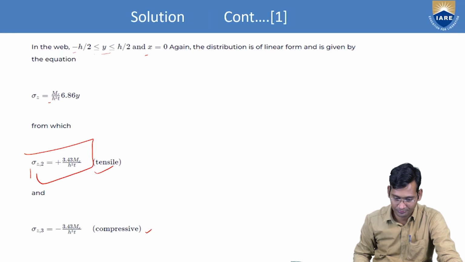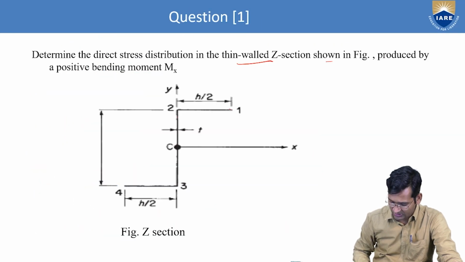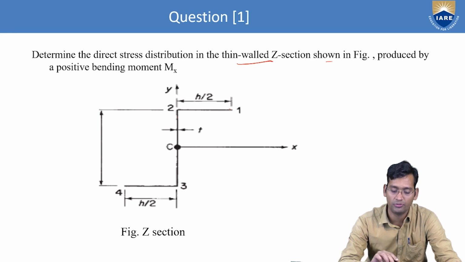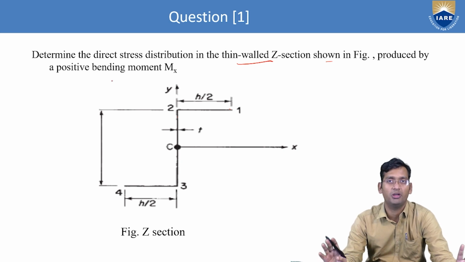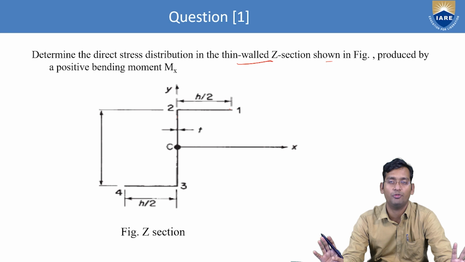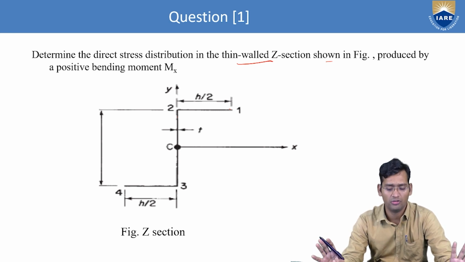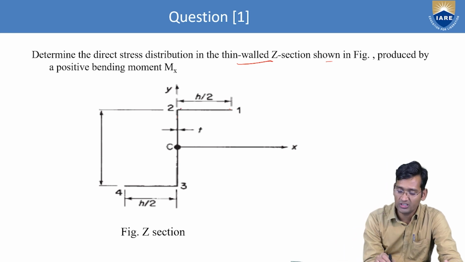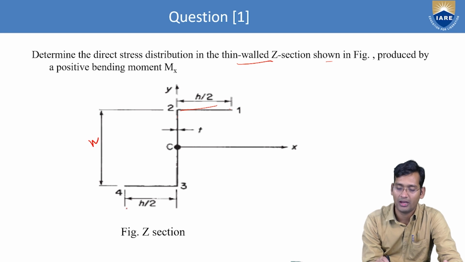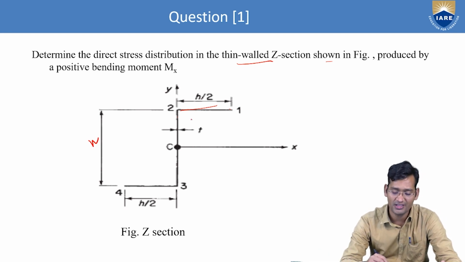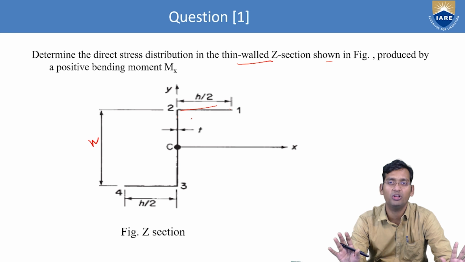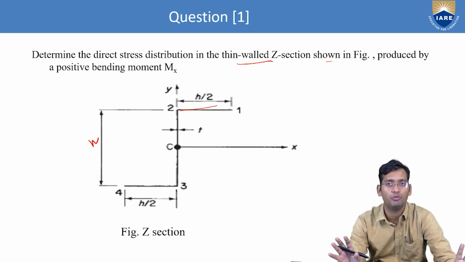Okay, so just see quickly once again, what is the question? The question is given as: determine the direct stress distribution in the thin-wall plate section shown in the figure, produced by a positive bending moment, Mx. So for the bending moment, this time we have to take Mx. In terms of Mx only, now we have to find the answer. So this distance is given as h by 2, this is h, and this is h by 2, and this is the shear center. Thickness is given as t. So there is no numerical value, only in terms of h, t, Mx we have to find, right?